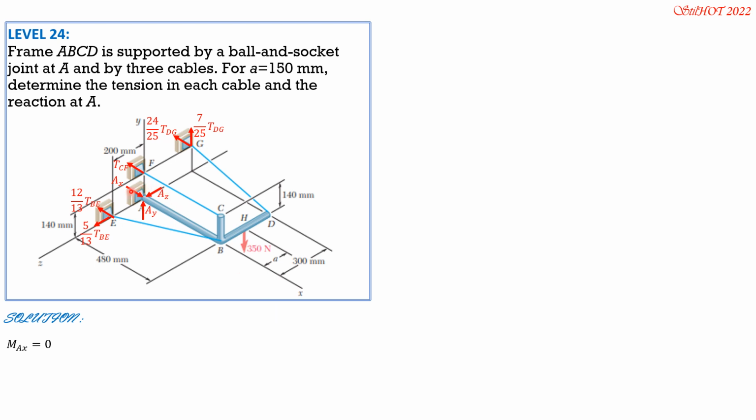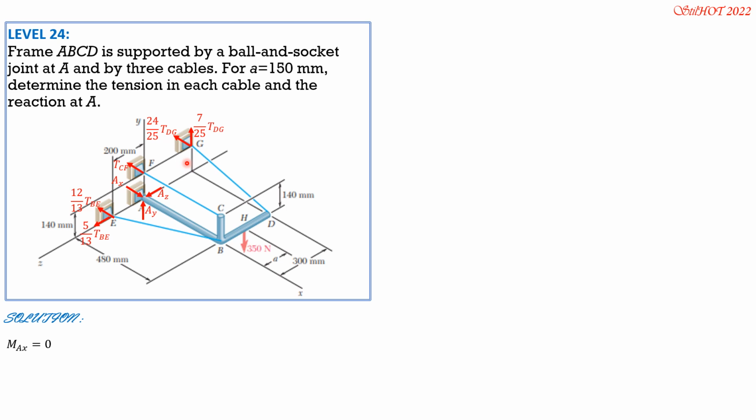If we sum up moment about AX axis, by right thumb rule, we can solve the tension in DG because DCF is not involved, it is parallel. This component of tension BE passes through the AX axis, and this component of tension BE is parallel to the AX axis, so we can solve tension DG.